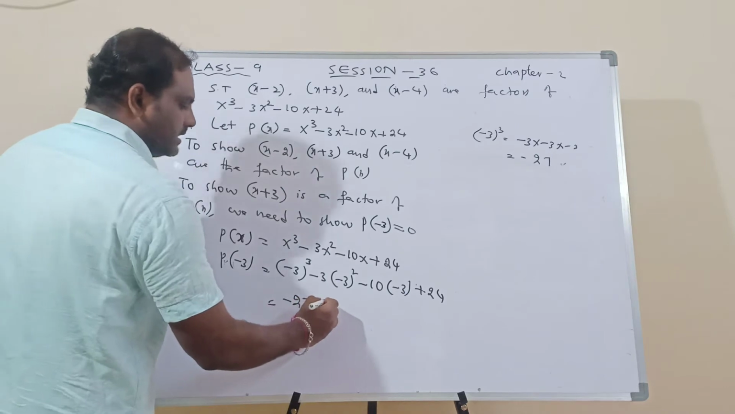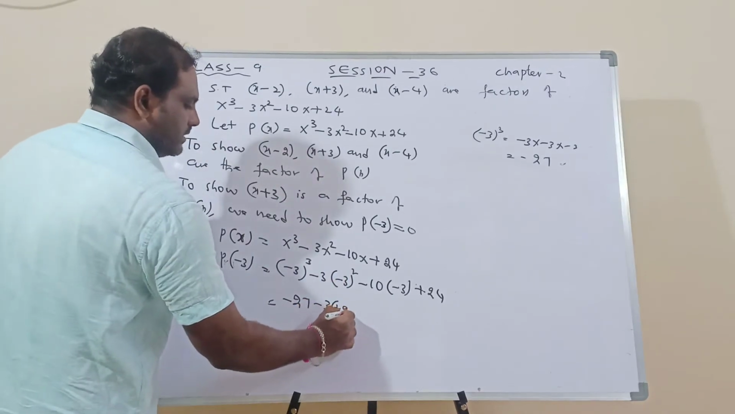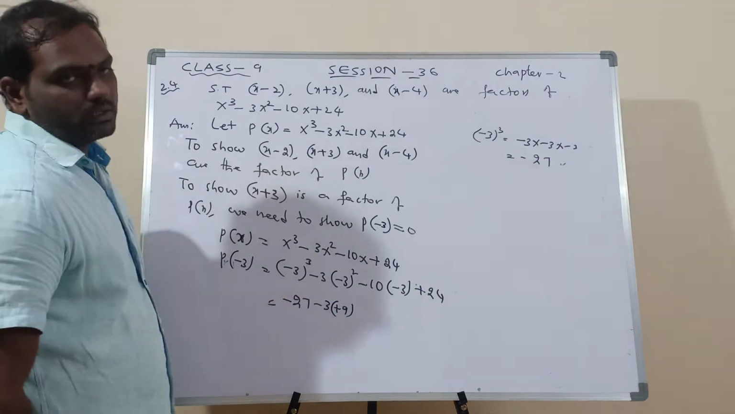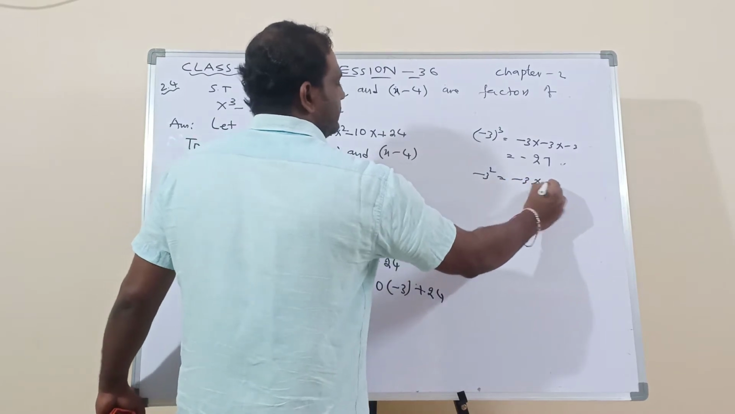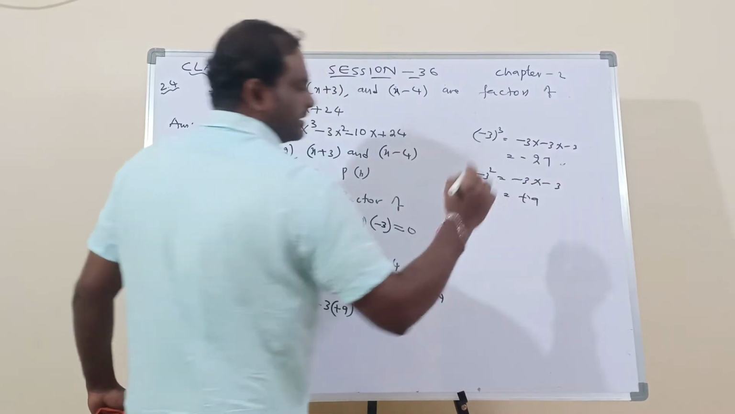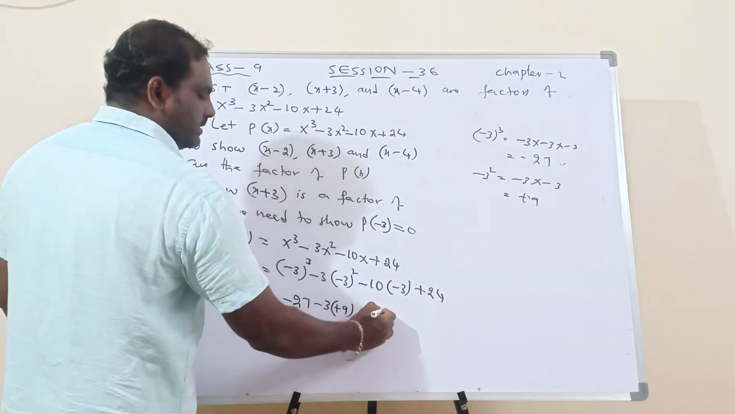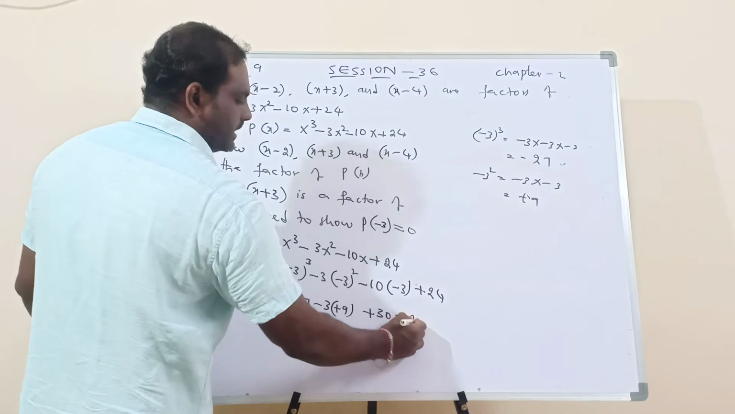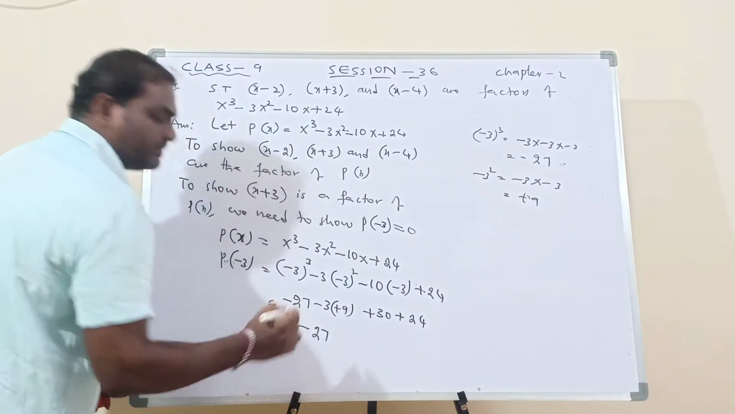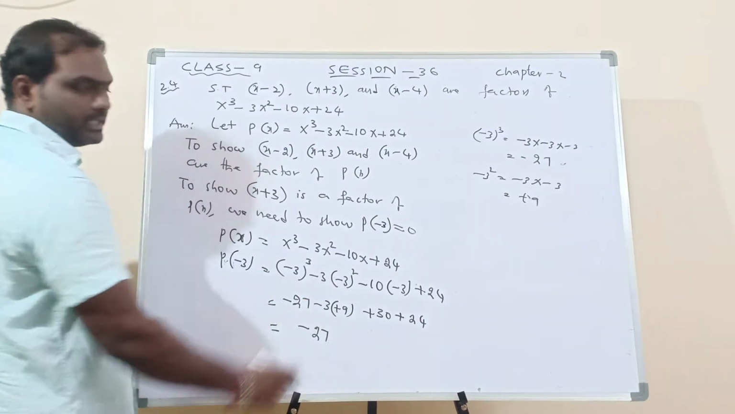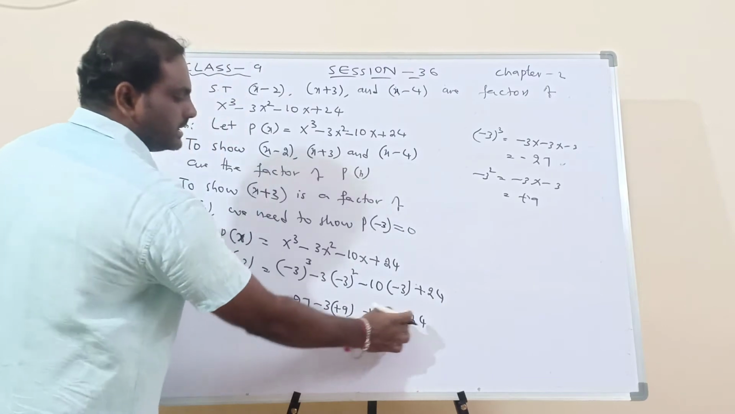Next, look at this. 3 into, what is this? It is plus 9. Why plus 9? Because minus 3 whole square is nothing but minus 3 into minus 3, so you get plus 9. Next, minus 10 into minus 3 is plus 30, plus 24. And what is the next step? It is minus 27 minus 3 into plus 9, which is minus 27 plus 30 plus 24.